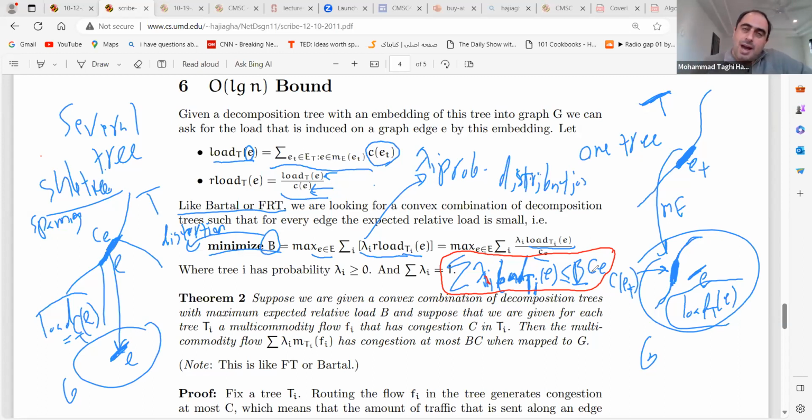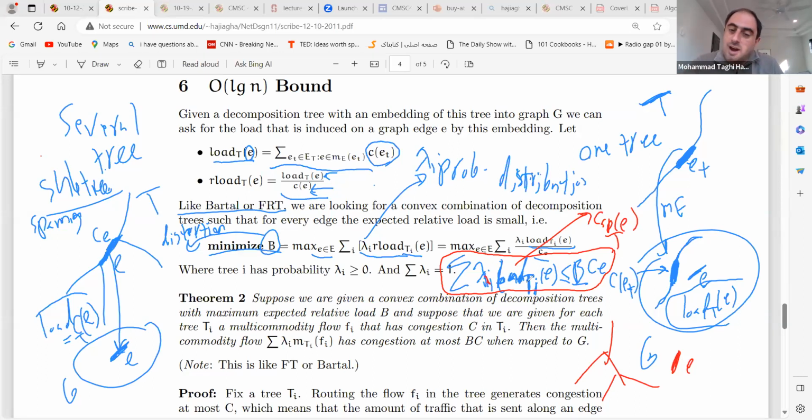So in some sense, you want to have the expected capacity, where this is the capacity of the edge E in the tree T i. The capacities go up because of this, and you want the expected capacity to be at most beta times the capacity of the edge in the graph. And this is also important: if for one of these trees, this edge E does not belong to this tree, then the load of this edge would be zero.